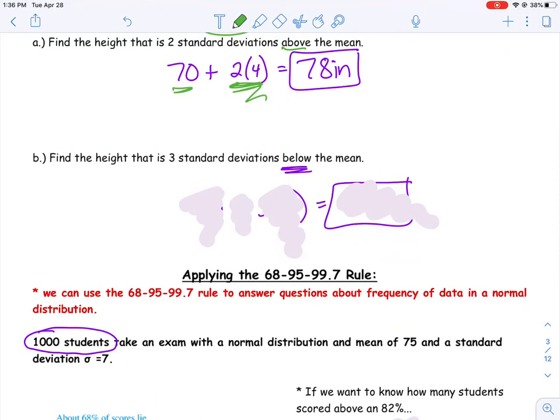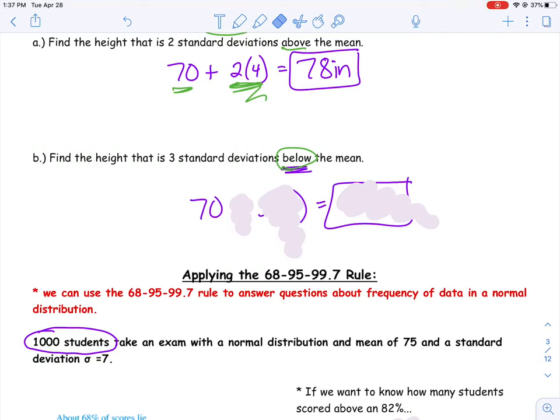Let's do another one. It says here in part B to find the height that is 3 standard deviations below the mean. Now we have to be careful that we're reading the questions carefully because this one's a little bit different because it says we're going to be below the mean. So now we have to start at the mean, which is 70.